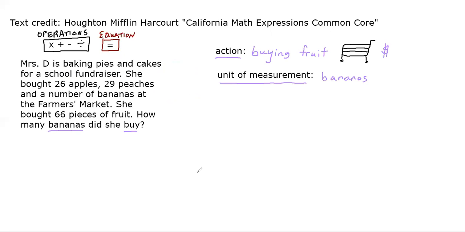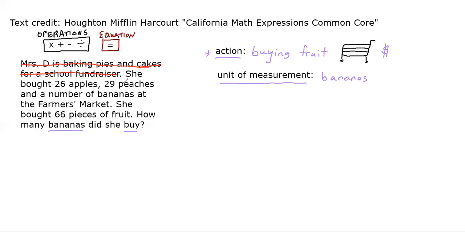Now let's go back and read the problem more closely and look for important information. I'm going to read each line and analyze it. For the first line, Mrs. D is baking pies and cakes for a school fundraiser. I'm going to ask myself if there's any information in that line that I need to answer the question. Since my action is buying fruit, I don't see any action like that taking place in this sentence. So I'm going to cross it out. But I'm not going to cross it out too much so that I can refer back to it just in case this is a mistake.